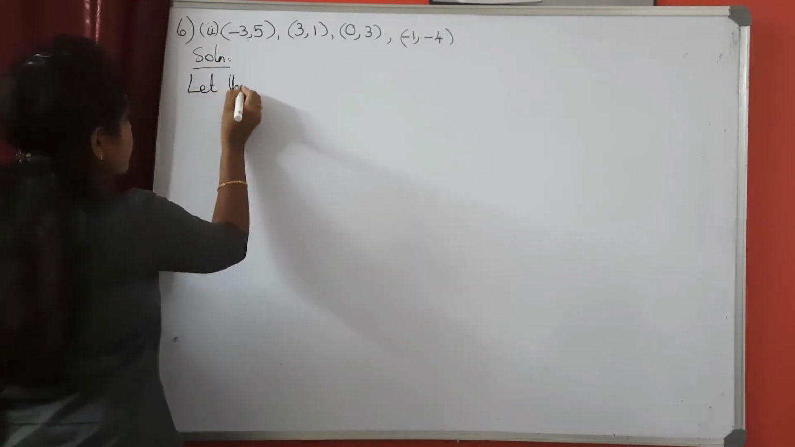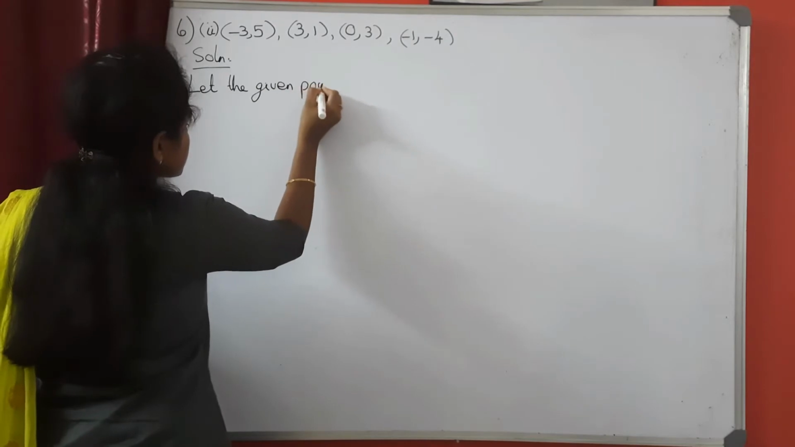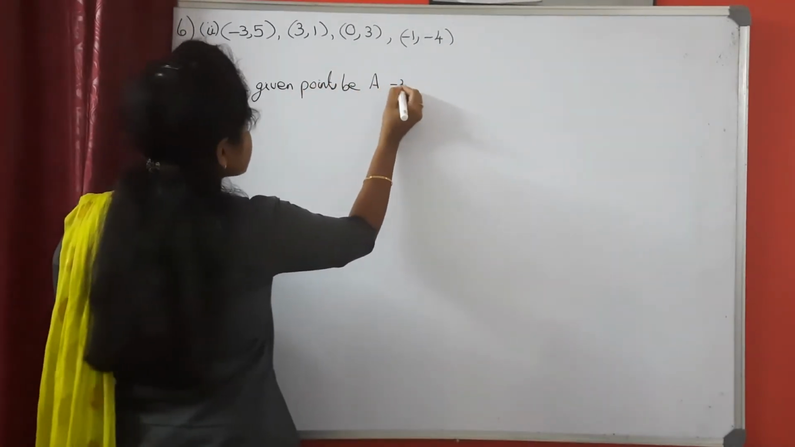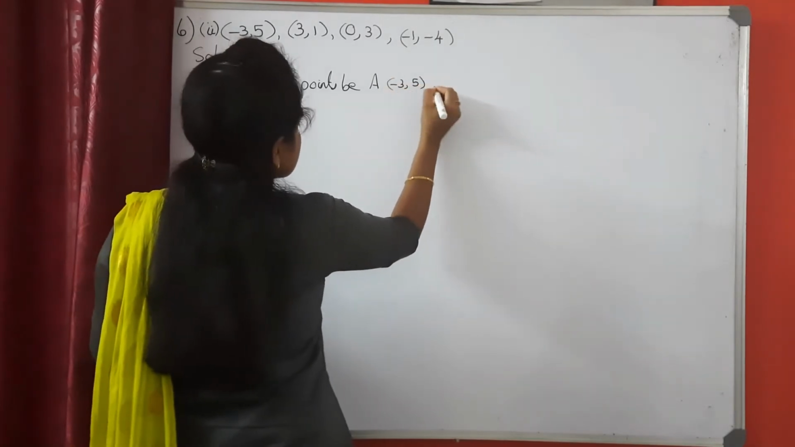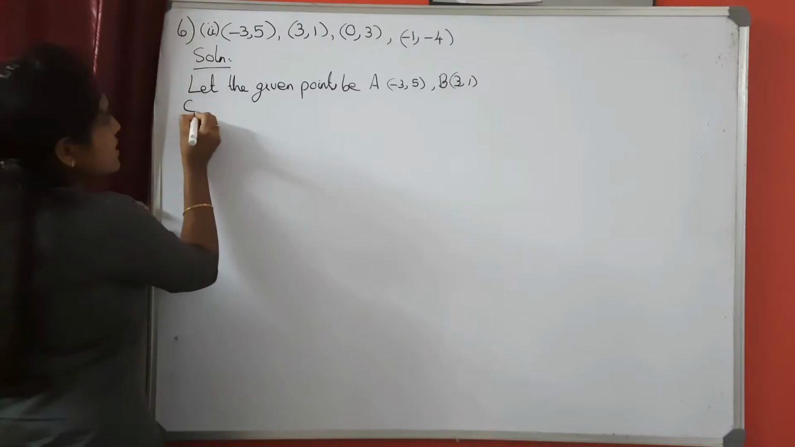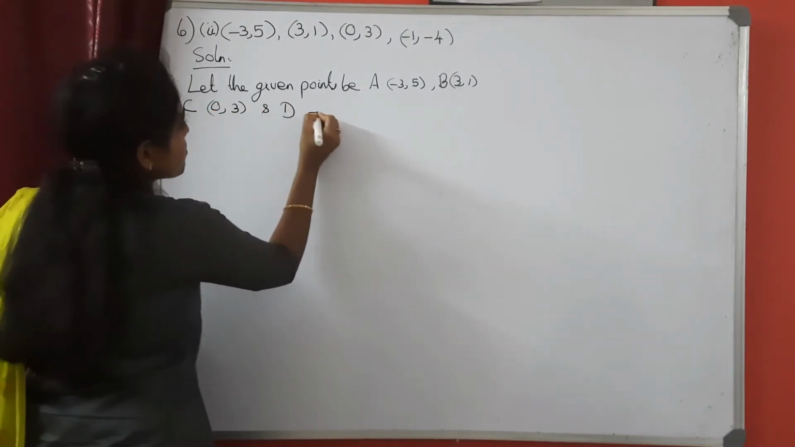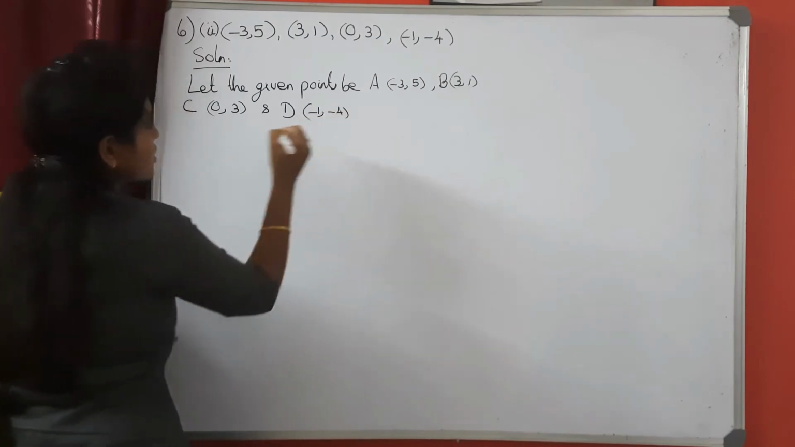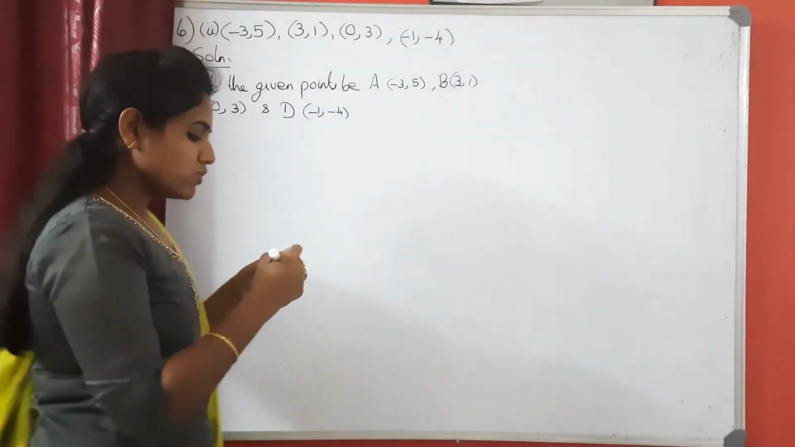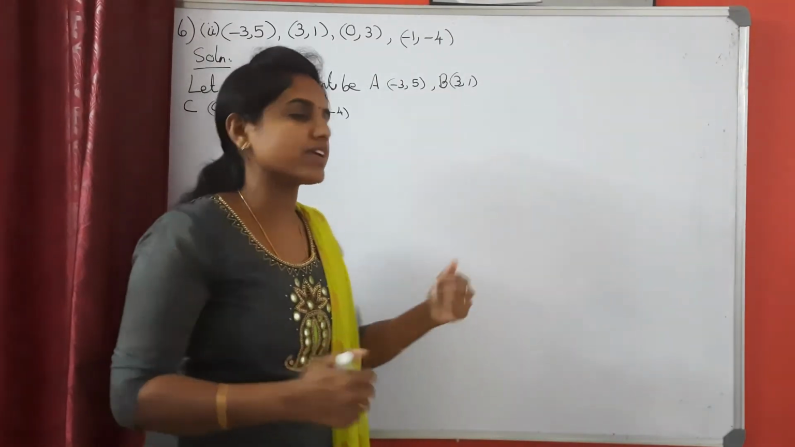Let the given points be A of minus 3, 5 and B of 3, 1, C of 0, 3 and D of minus 1, minus 4. So let the given points be A, B, C, D. Next what we need to do? First we need to find the four sides and the two diagonals, we have to check.